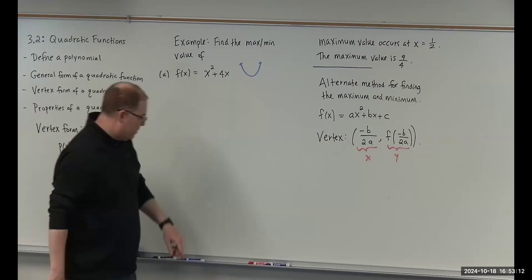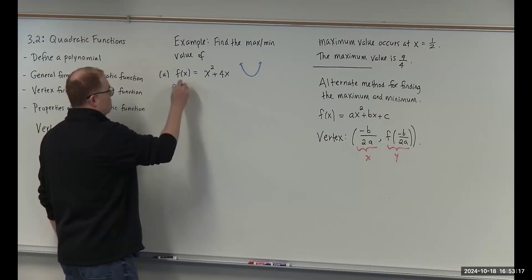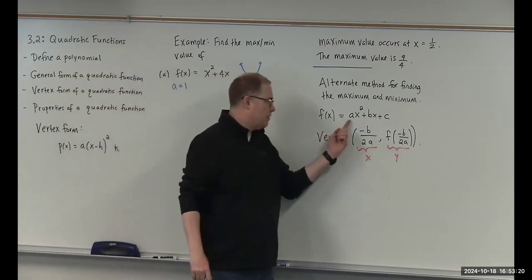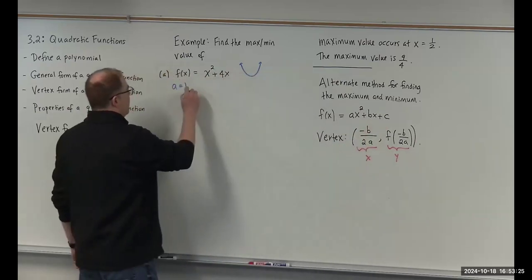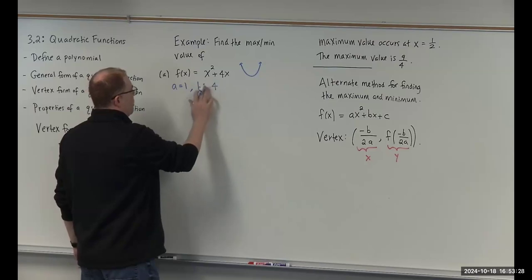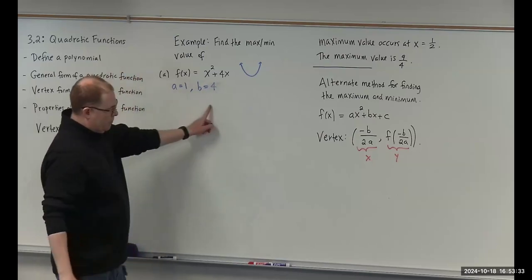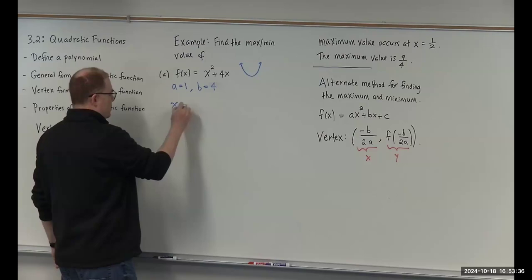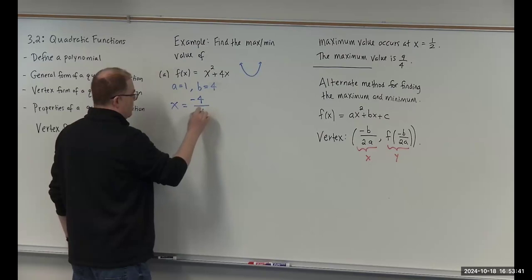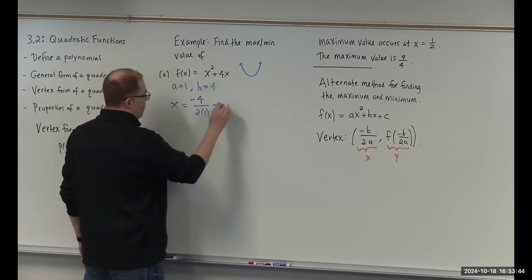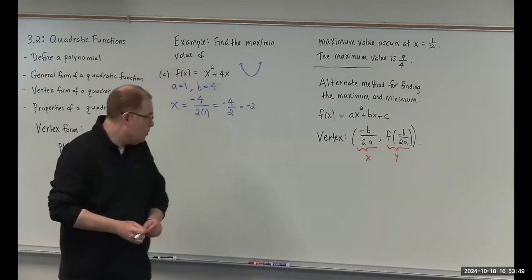So let's apply this formula here. A is the value in front of x squared, B is the value in front of x, and C is your constant value. So A is 1, B is 4. All we have to do is plug it in. The x value for the vertex is going to be negative b over 2 times a, which is 1. So we're going to get negative 4 over 2. So the value is going to be negative 2.